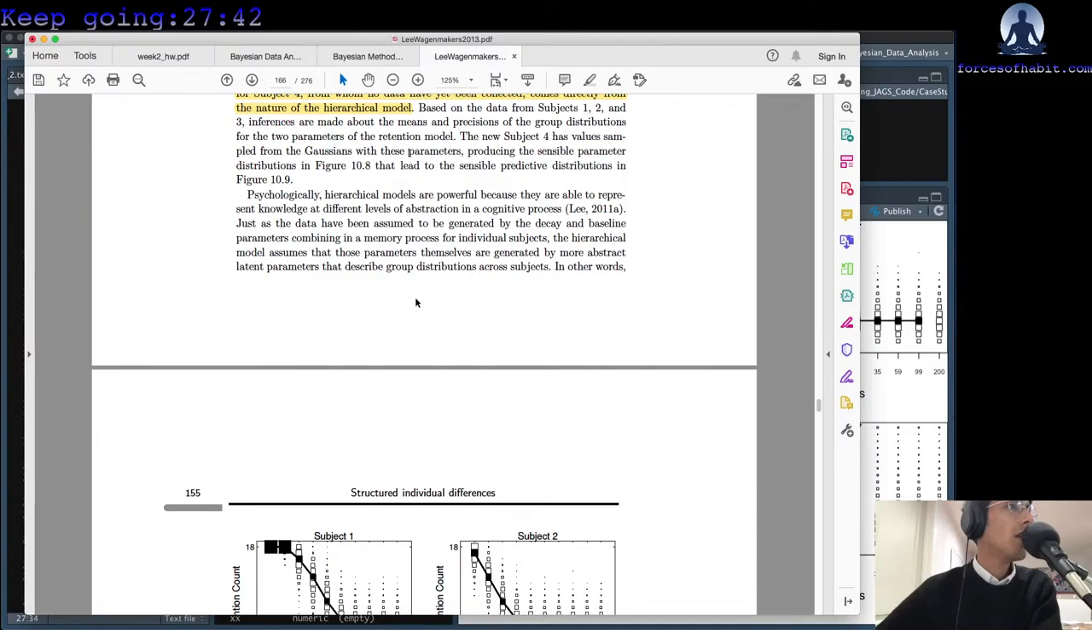Psychologically, hierarchical models are powerful because they are able to represent knowledge at different levels of abstraction, right? So that makes sense here, where we're able to represent what are the average scores for each of these parameters, and then what is the score for a subject. So here we have decay and baseline parameters combining to represent some memory process.